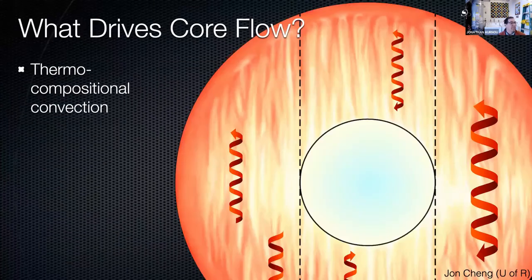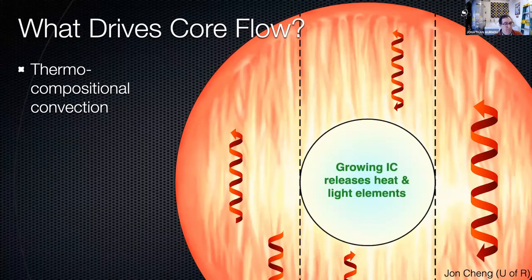Okay, so let's get to it. What drives core flow? First off, thermocompositional convection. And so here's a close-up of Earth's core from John Chang. And the buoyancy source, or what appears to be the dominant buoyancy source in the core, is that the inner core, the solid inner core, is actually growing over time. As the planet cools, the inner core is growing outwards. And as it does so, it releases latent heat and compositional components as well. So there's both thermal and compositional buoyancy being released in the spherical gravity field.